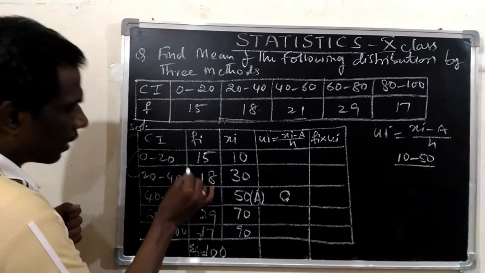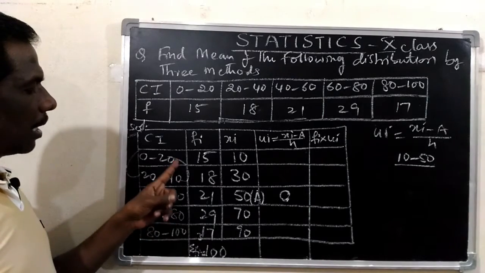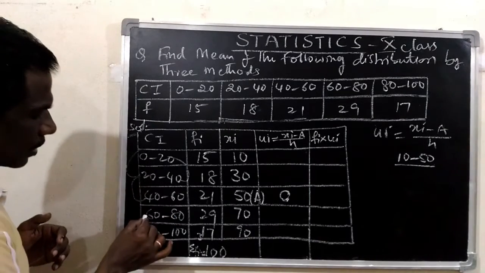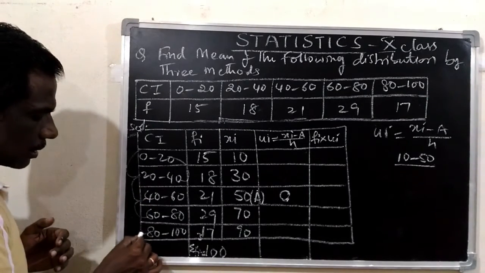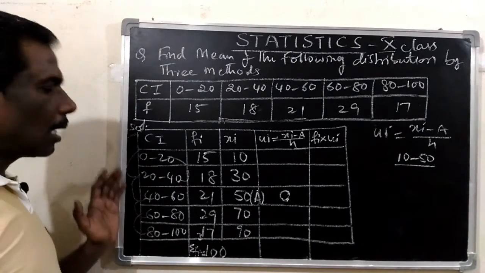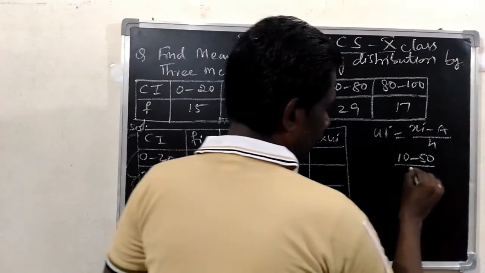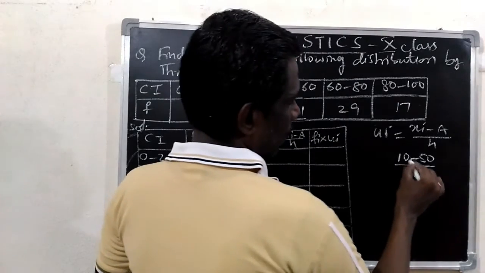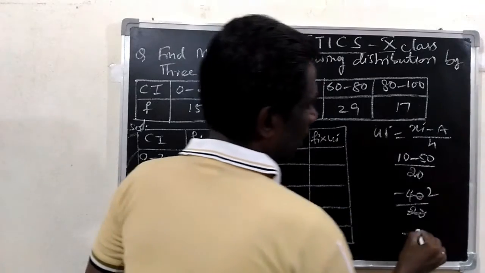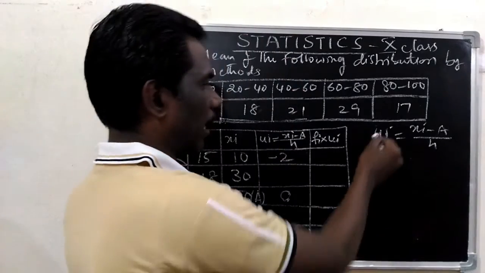Also from the difference between the upper limits we can find the H value. 40 minus 20 is also 20. We can find it: 40 minus 20, 60 minus 40, or 80 minus 60. The difference between two consecutive lower limits or upper limits is called H. So it is 20. So minus 40 by 20. Two twenties are 40. So this value is minus 2.